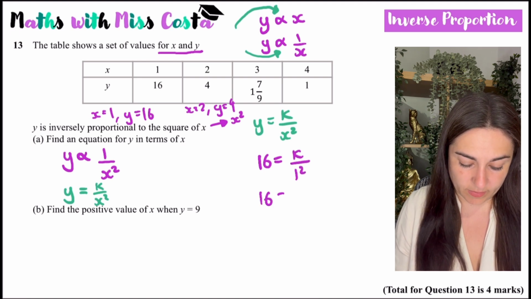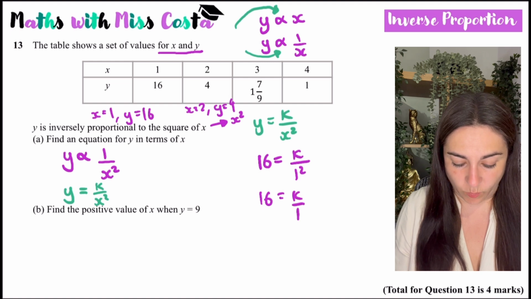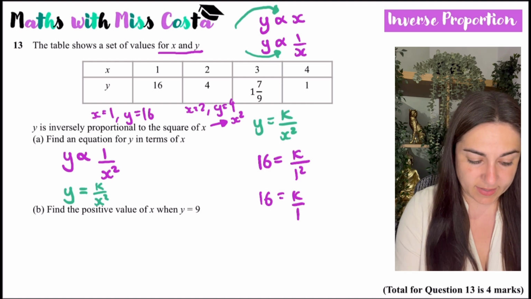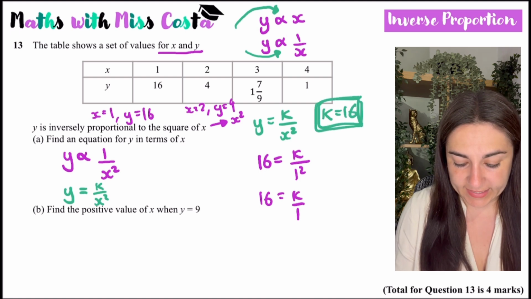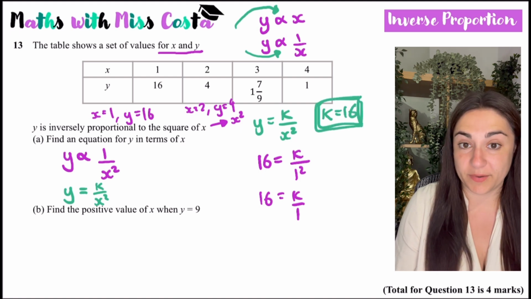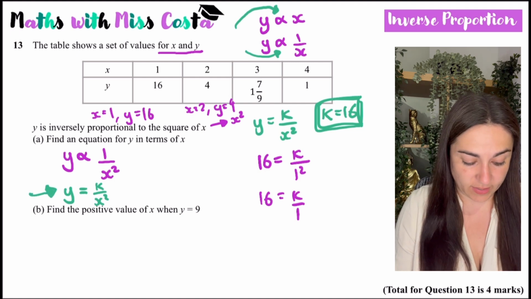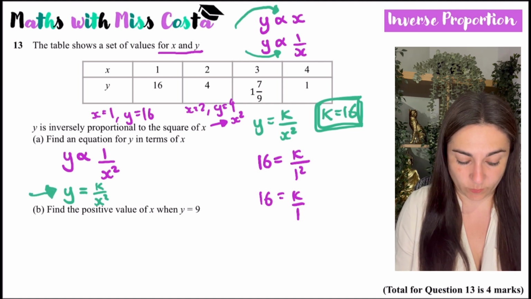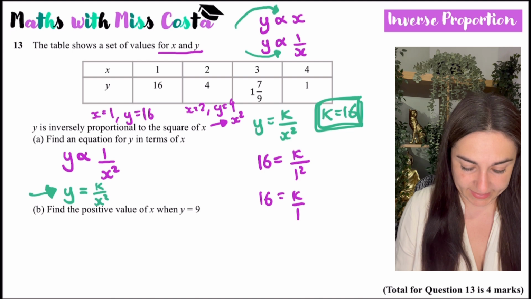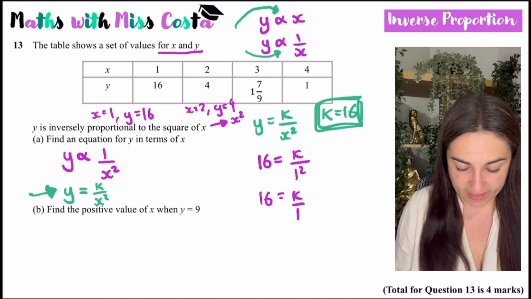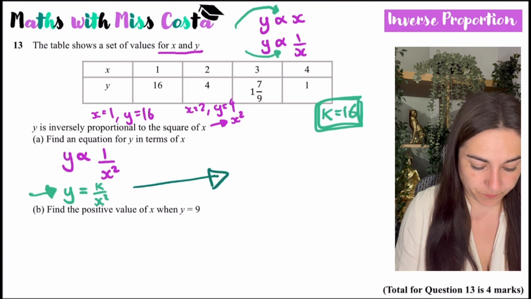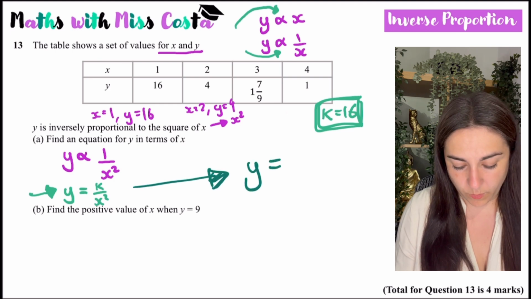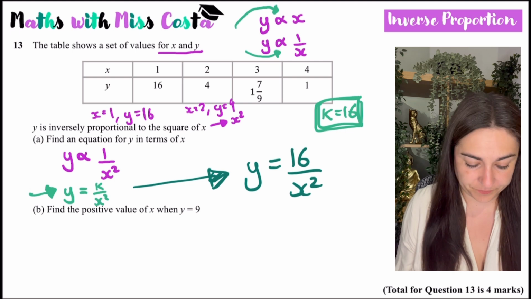So 16 equals k over 1. And that must mean that k equals 16. So what I do is I write out my equation, and then I substitute values of x and y into it to figure out what k is. So I know that k is 16, therefore my equation is going to have to be y equals 16 over x squared.